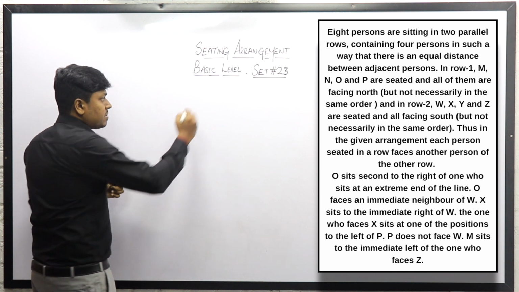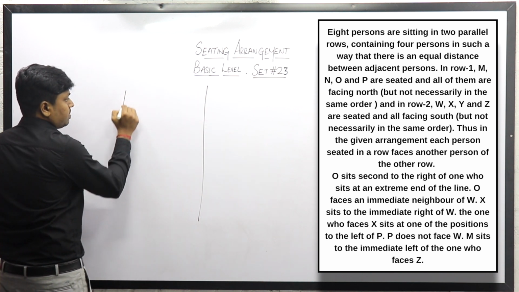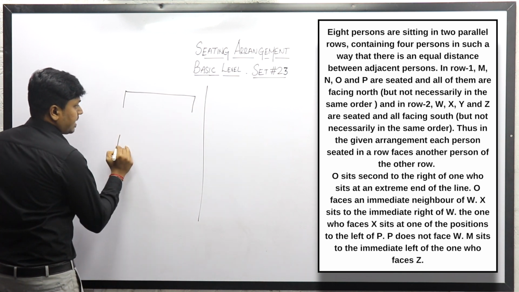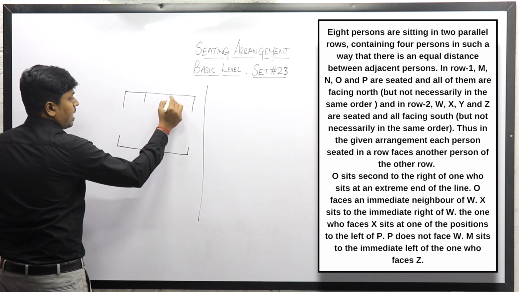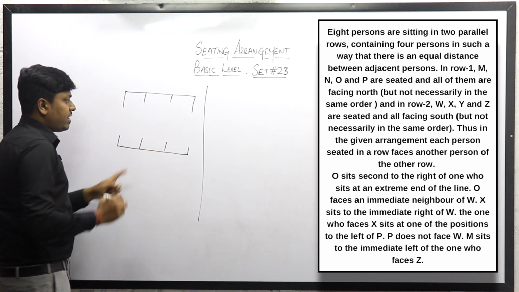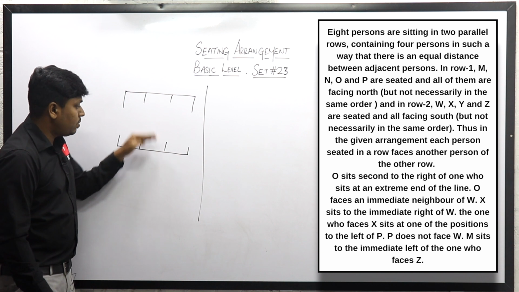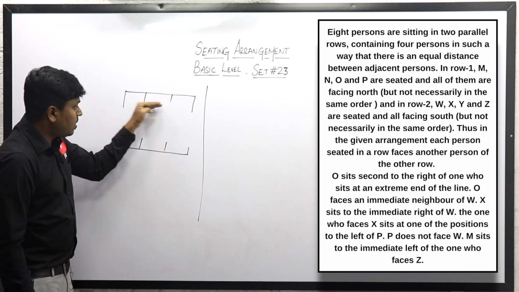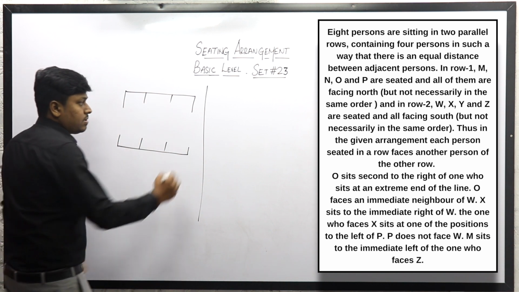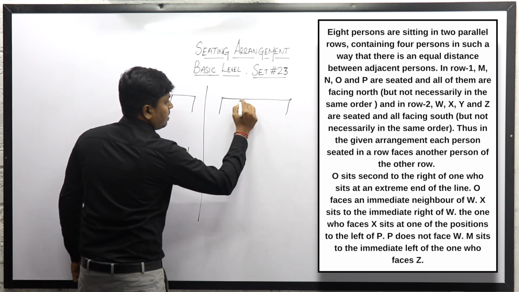Understood? So always go with two possible diagrams. Let me assume this as possible diagram 1. Totally there are 8 persons. Let me assume that this is row number 1, the persons facing north, and this is row number 2, the persons facing south. Similarly, we can draw another possible diagram.